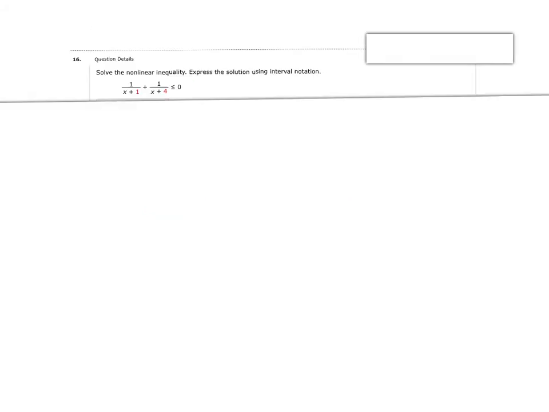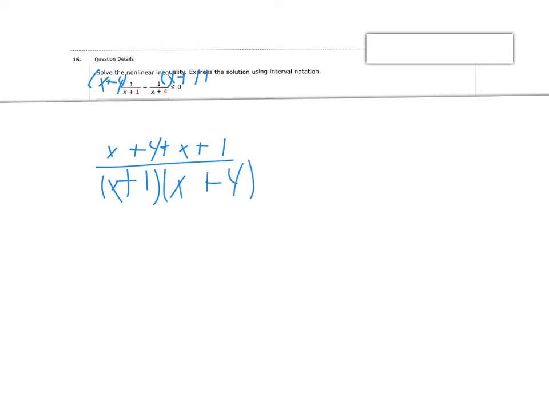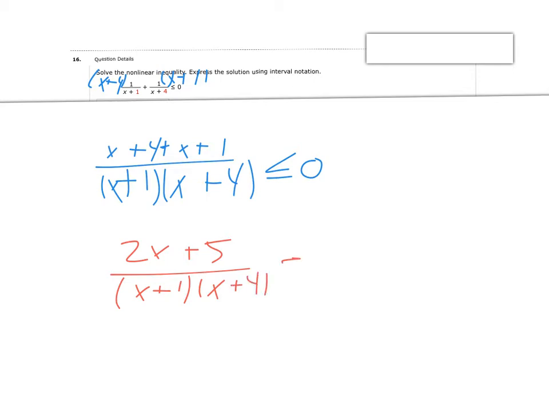All right, next up here, we have a nonlinear inequality. We have two fractions, and so we're going to have to, first of all, get one side to 0, which is actually already done for us. And so next up, we are going to get a common denominator here. So I'll multiply this one by x plus 4, multiply that one by x plus 1. And so this will become x plus 4 plus x plus 1 all over x plus 1 times x plus 4. And that's going to be less than or equal to 0. So now I'll combine like terms up top, so we get 2x plus 5 over x plus 1, x plus 4, less than or equal to 0.